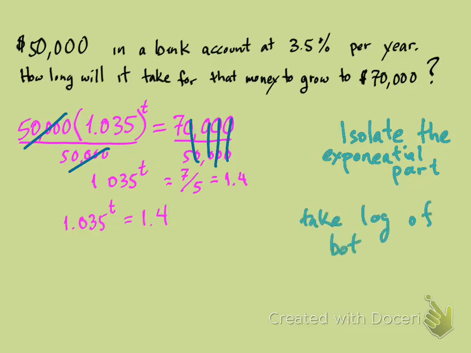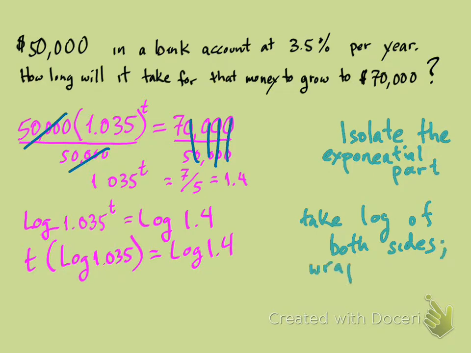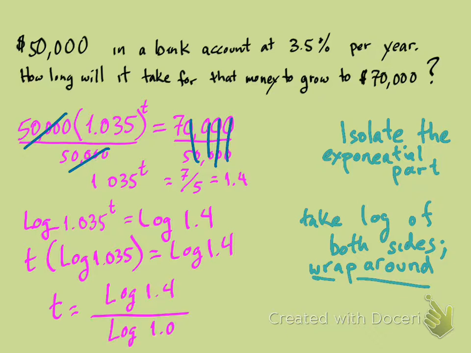I can take the log of both sides of this equation now. Log of the left side equals log of the right side. And then I'm going to use that wraparound idea with the log property, the power rule. I get t times log of 1.035, and I'm just going to divide both sides once again, and there's my exact expression for how long it will take.